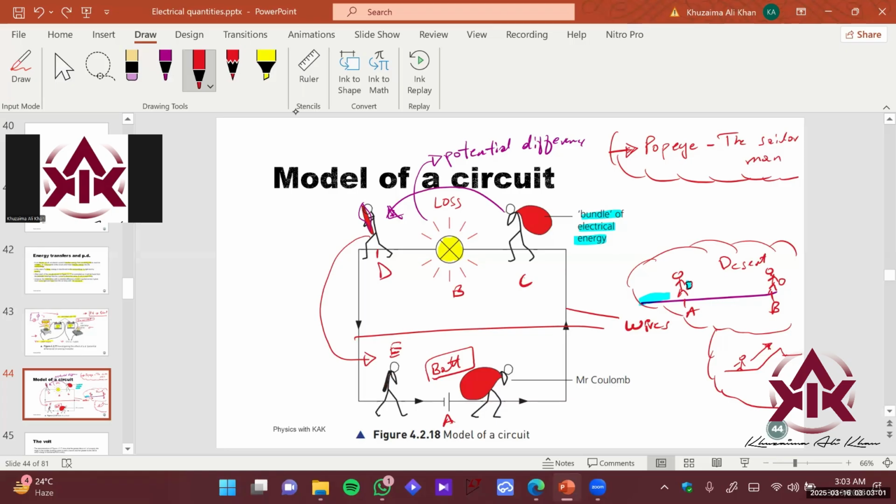Surprisingly, Mr. Coulomb sees the life-saving source again. He enters the battery again, and the battery does what? It fills his bag of electrical energy, and the battery pushes Mr. Coulomb to make another trip, right? So this is how basically the current is flowing across the circuit here, right? So this bundle of electrical energy basically are charges, right? The charges are flowing across the circuit over here.